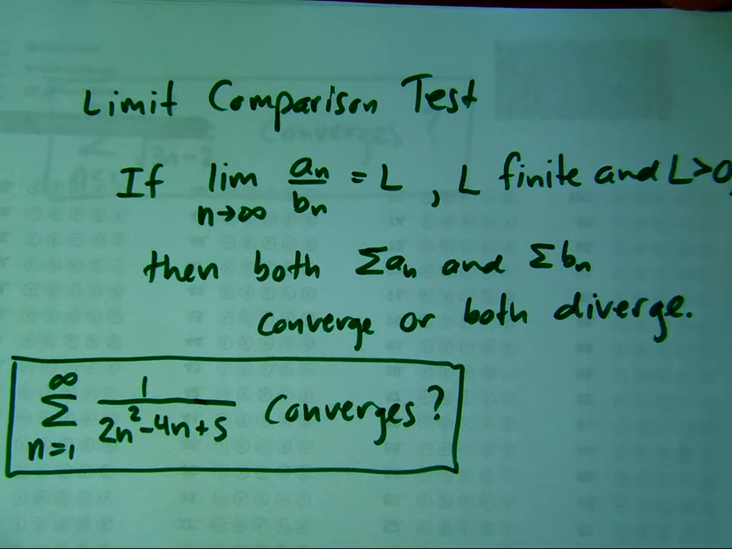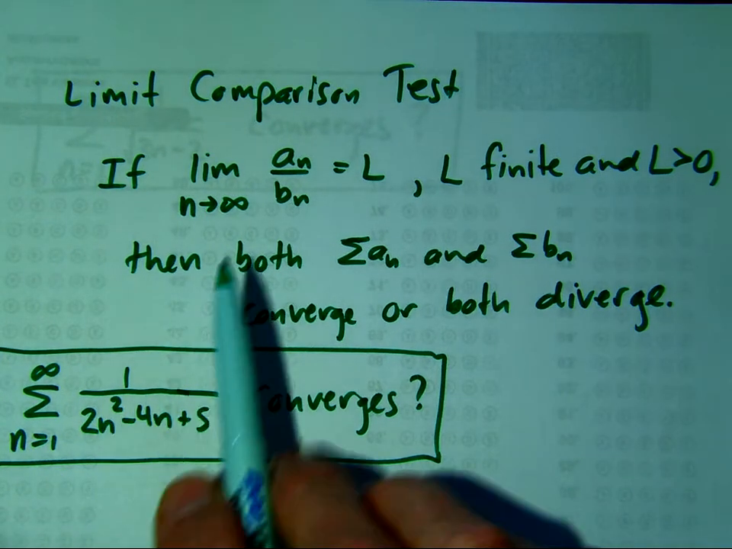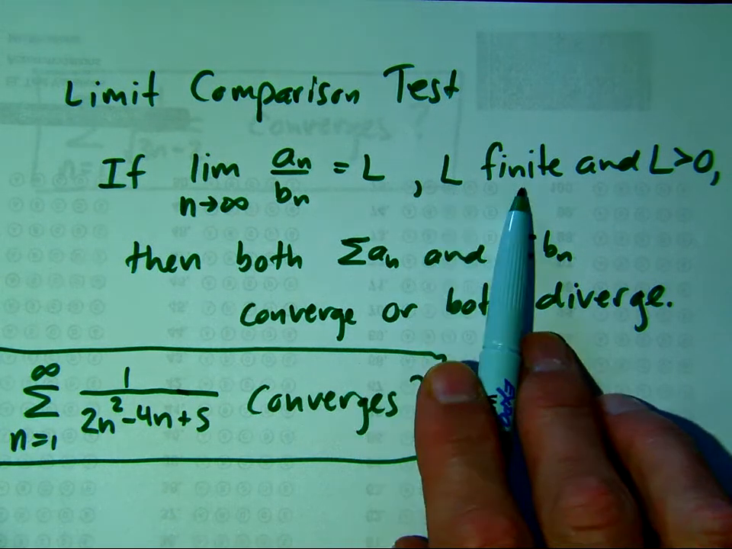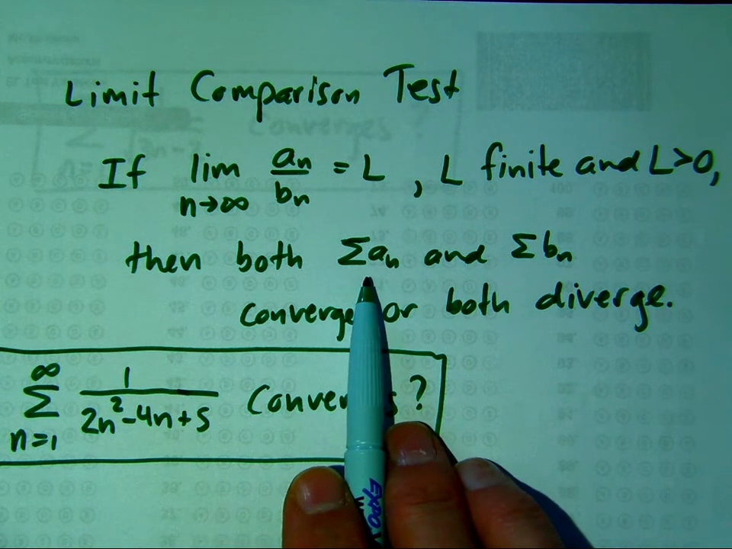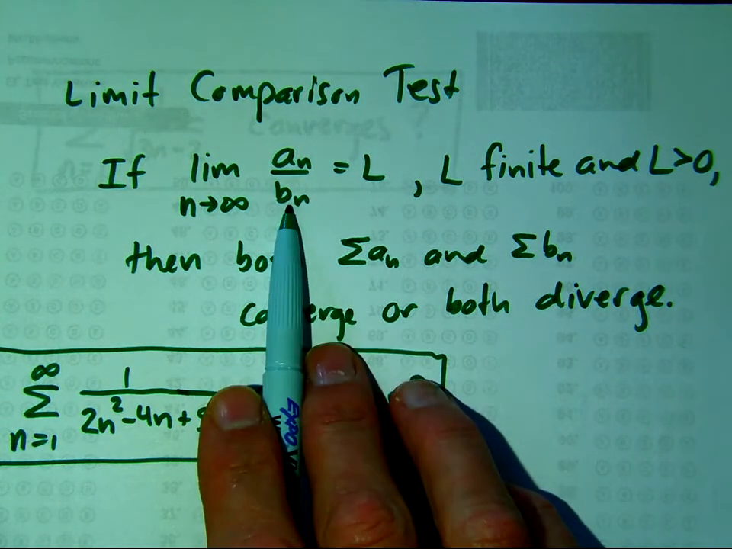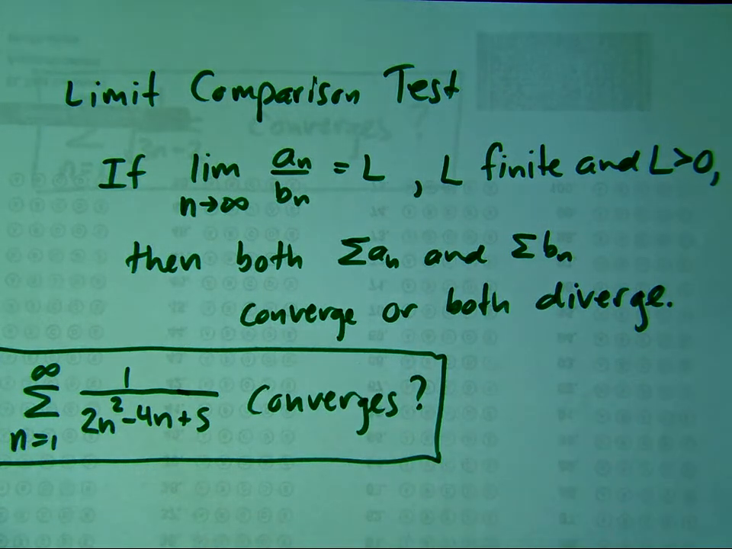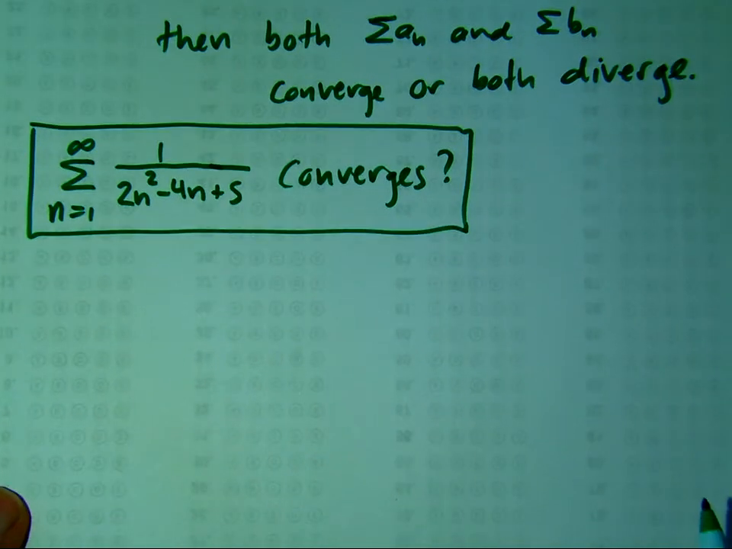And here's the limit comparison test. If the limit is L, and L is finite and positive, then the two series or sequences that you're comparing both converge or they both diverge. All right, so pause the video and try this one.